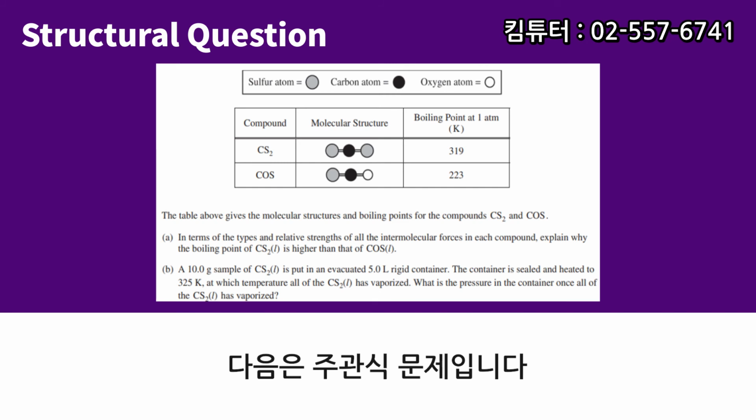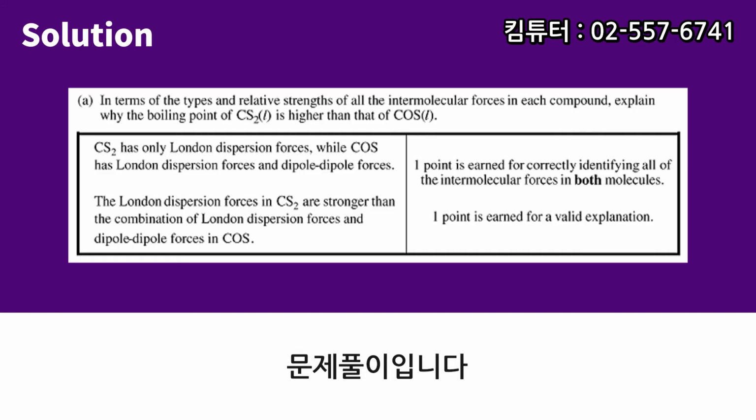Moving on, this is a structural question that we'll see normally in Paper 2. The sulfur atom is in light gray, the carbon atom is in dark color, the oxygen atom is in white. So the question is, in terms of the types and relative strength of all the intermolecular forces, explain why CS2 has a higher boiling point than COS. And for part B, what is the pressure in the container once all of the CS2 has vaporized? Okay, so moving on, let's take a look at the solution.